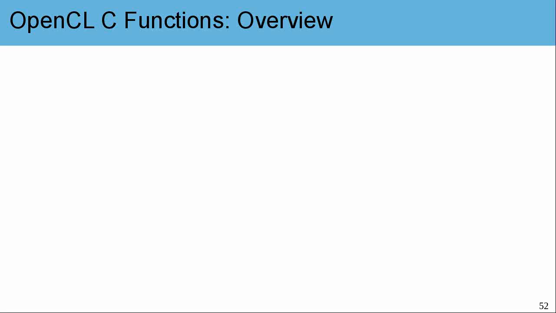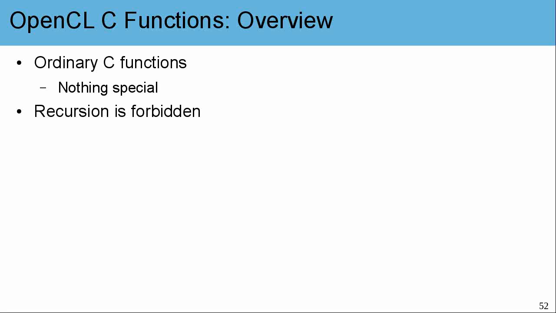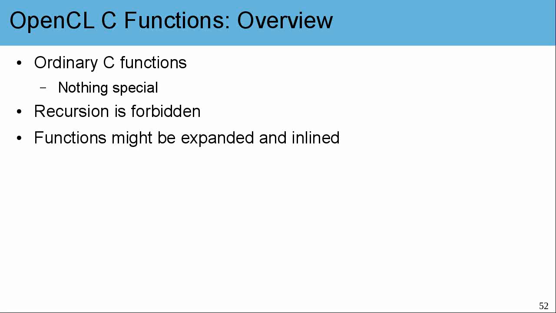So let's talk about functions. We've seen the basic types, we've seen that we have special types called vectors, and we've seen that we can aggregate things together into structs. The special types are vectors, and then we have structures. So what's the deal with functions in OpenCL C? Well, they're just ordinary C functions. Nothing special about them. You can't recurse, however. I mentioned this in the beginning of this talk, that recursion is forbidden. And functions might be expanded and inlined by the compiler. Doesn't necessarily affect you, but it's something you should know.